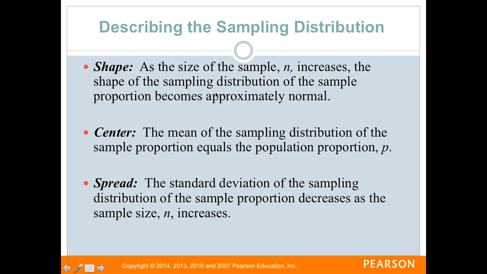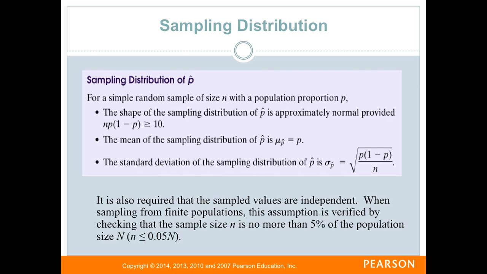Now, if you want to describe a sampling distribution, we know we talk about shape, center, and spread. As the sample size increases, the shape is going to be approximately normal for a sample proportion, just like it was for the sample mean. The mean of the sampling distribution of the sample proportion is the same as the population proportion, it's just p. And the standard deviation of the sampling distribution decreases as the sample size increases. We'll have a formula for that in just a minute.